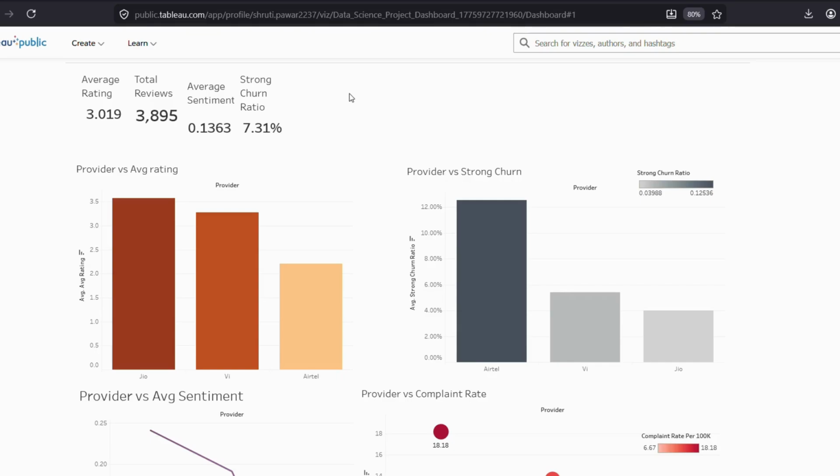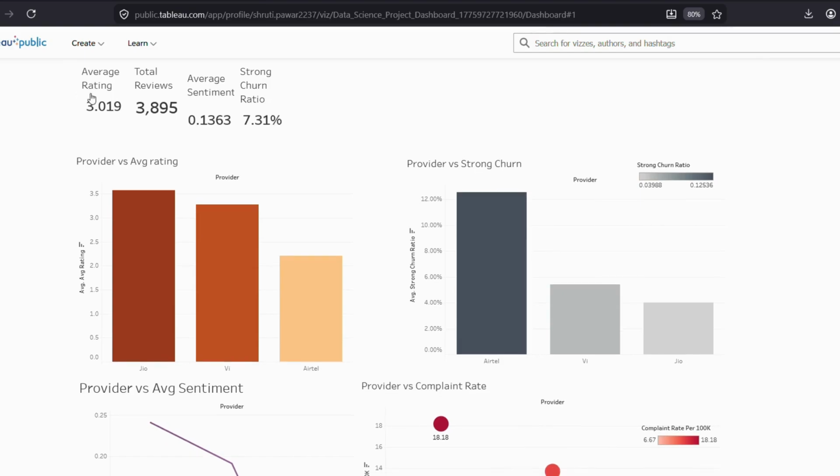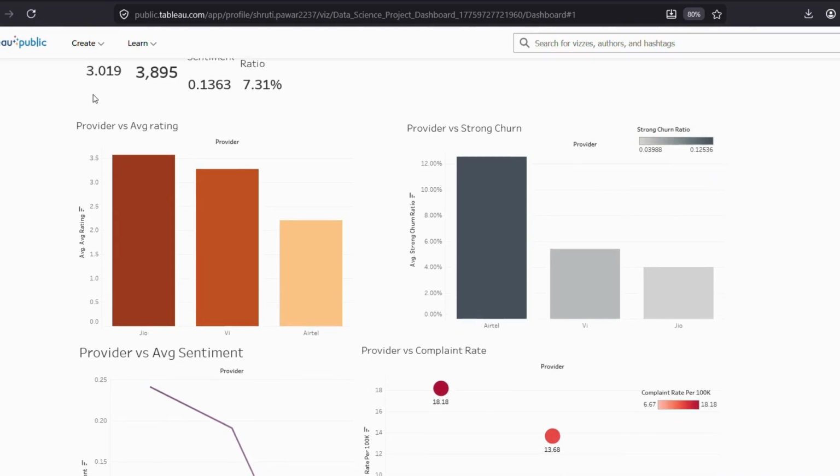Three main sections: KPIs, comparison charts, and issue analysis. First of all, talking about the KPI section. At the top, we have KPI cards showing overall performance metrics like total reviews, average rating, sentiment score, and the churn ratio. This provides a quick summary of the customer experience across all the providers.